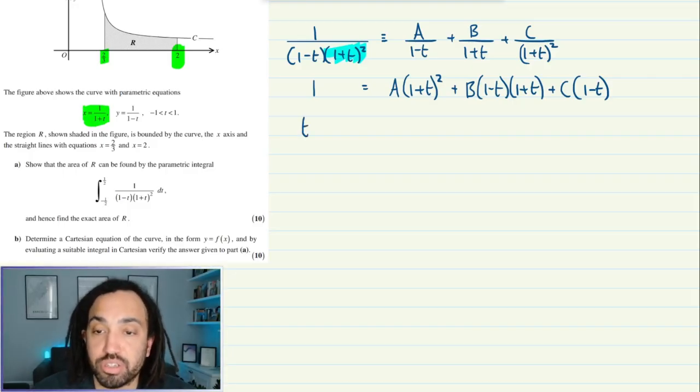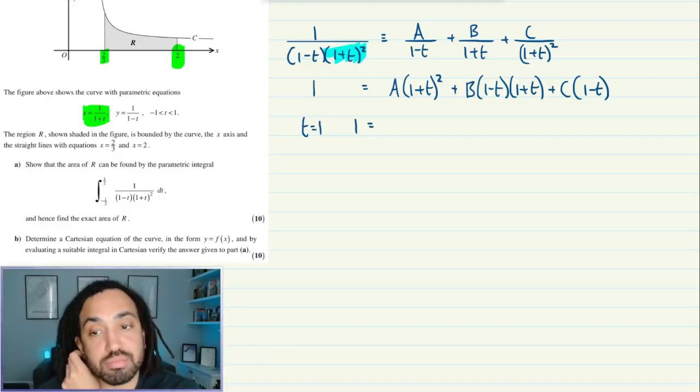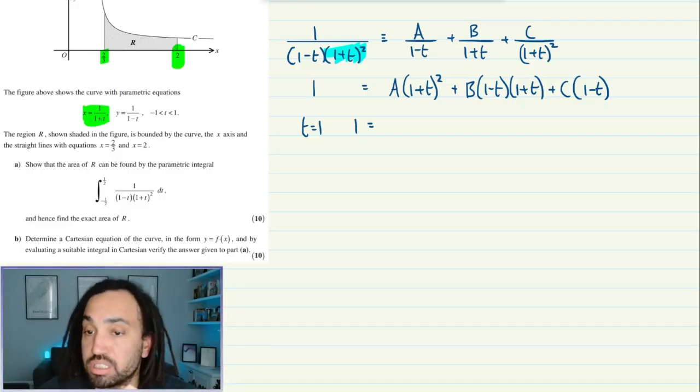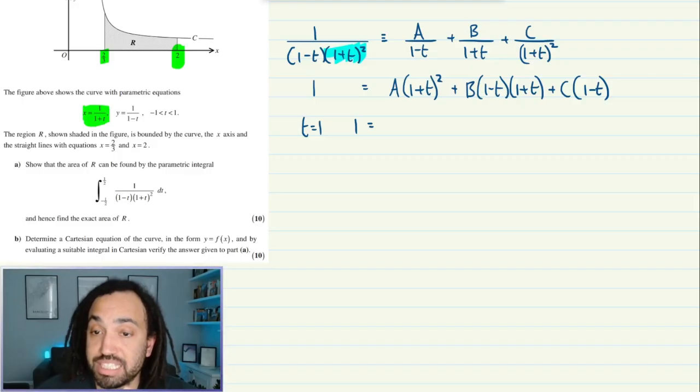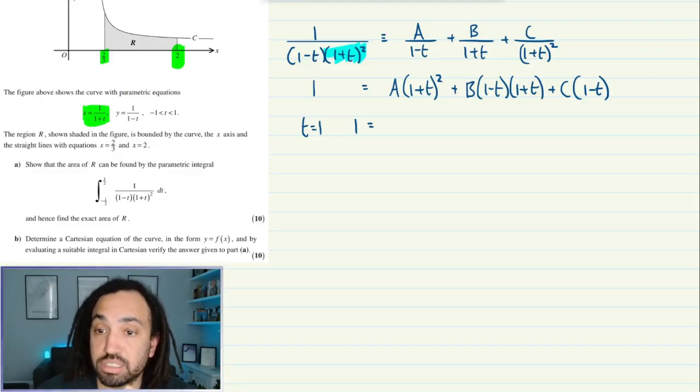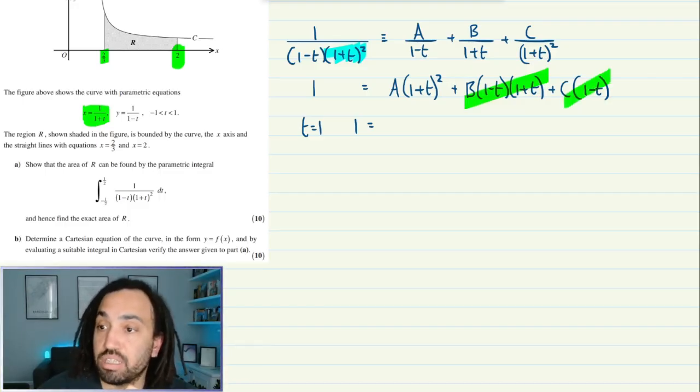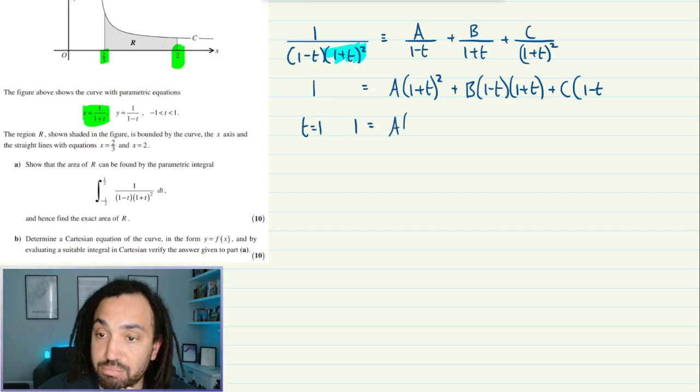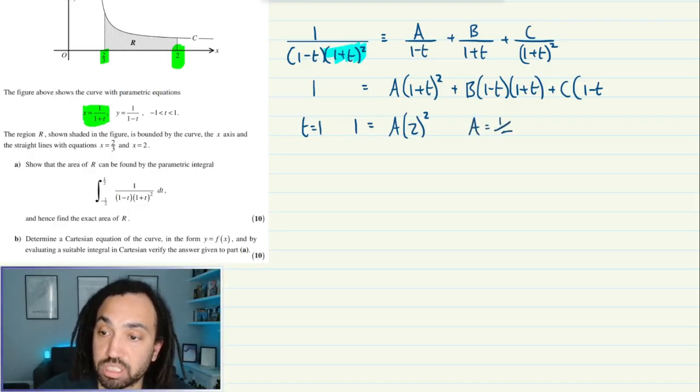Okay, so we need to select t values which are going to knock out some of these brackets. So the first one I'm going to do is select t is equal to 1. Left hand side will stay the same because it's not a function of t, it's just a constant. And when I sub in t is equal to 1, it's going to knock out this bracket because of the 1 minus t, and that bracket as well. So I'm just left with the a bracket, and when I sub in 1, it will be a multiplied by 2 squared, which is 4. Divide through by 4, I get a is equal to a quarter.